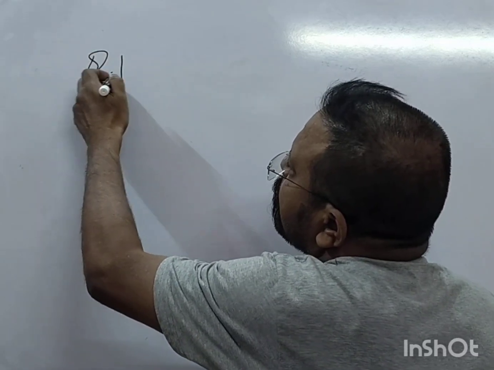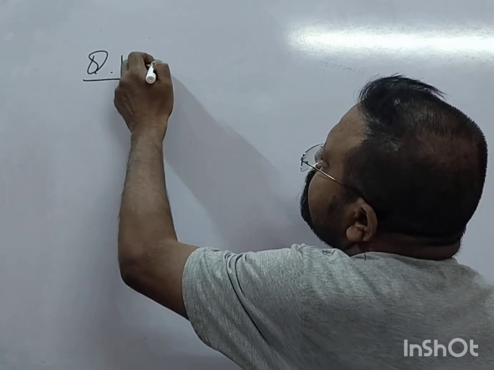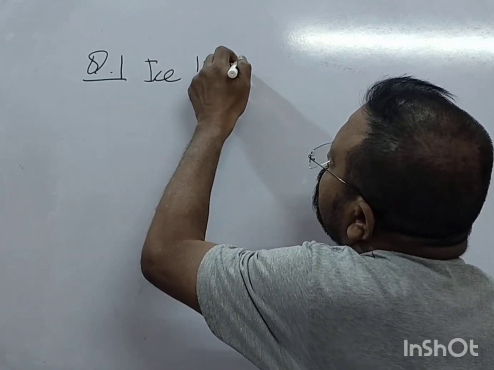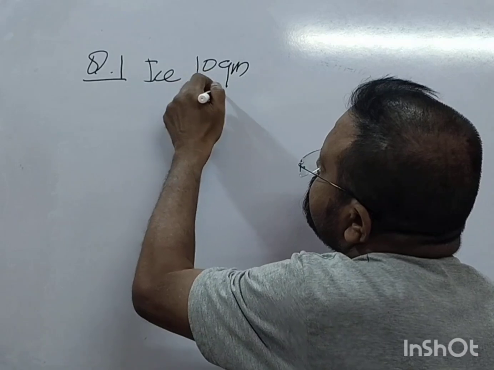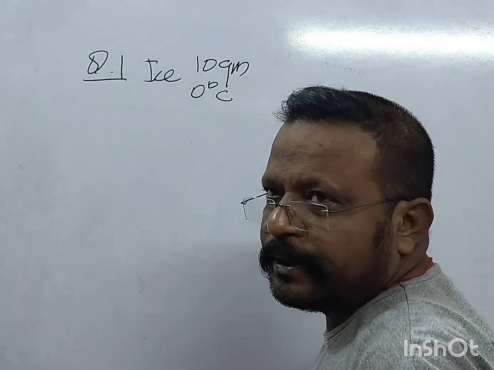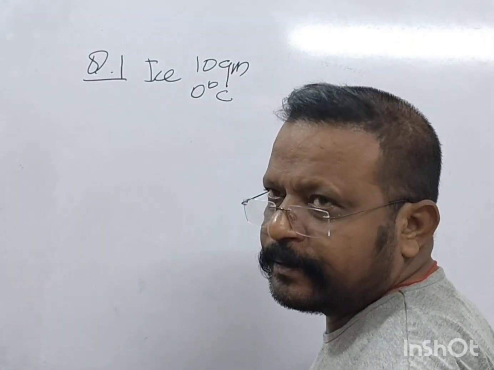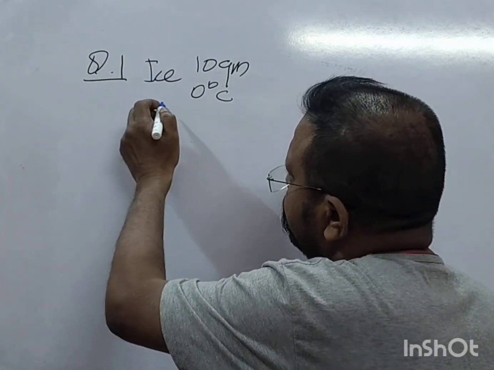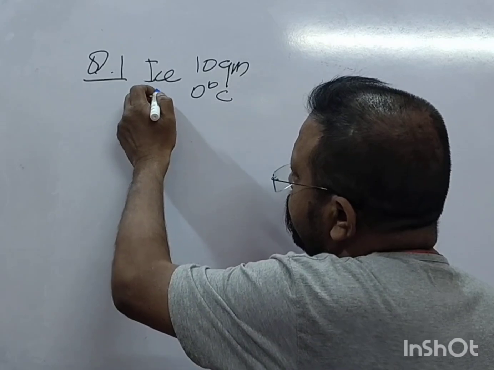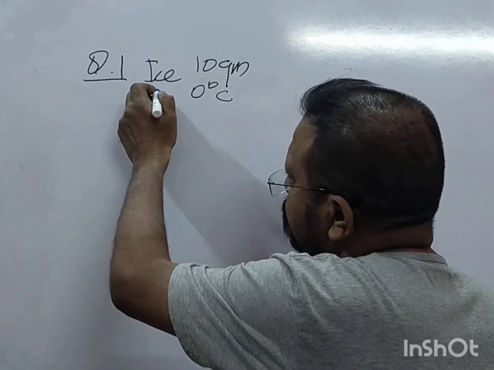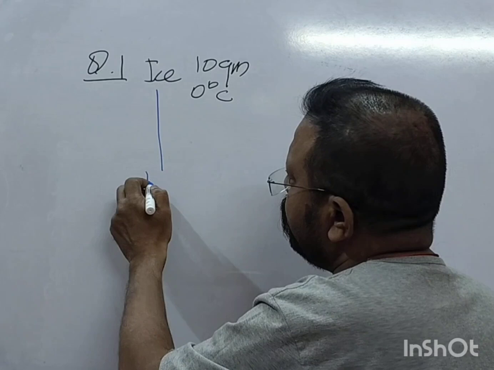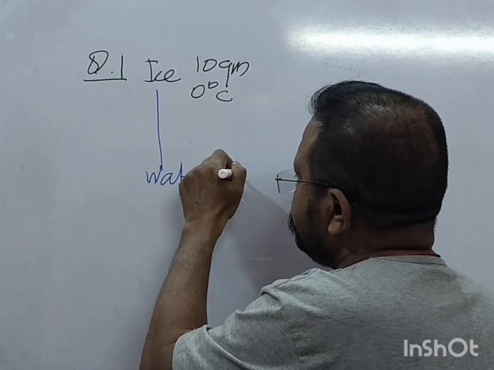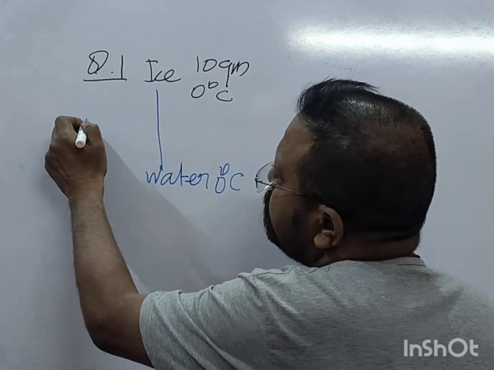What is 10 gram of ice? Ice is equal to 10 gram at 0 degrees Celsius. It absorbs 5400 energy. This energy is converting it into water of 0 degree Celsius. How much energy is it absorbing?